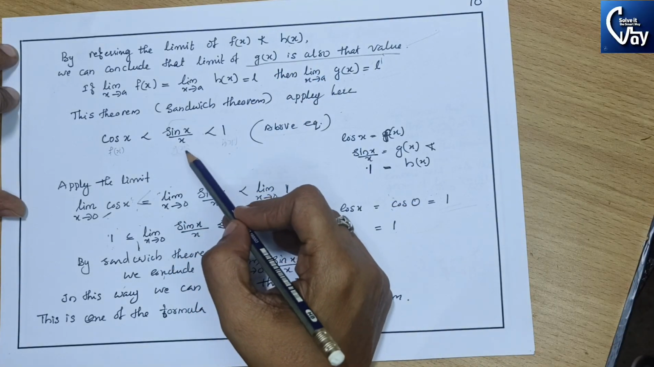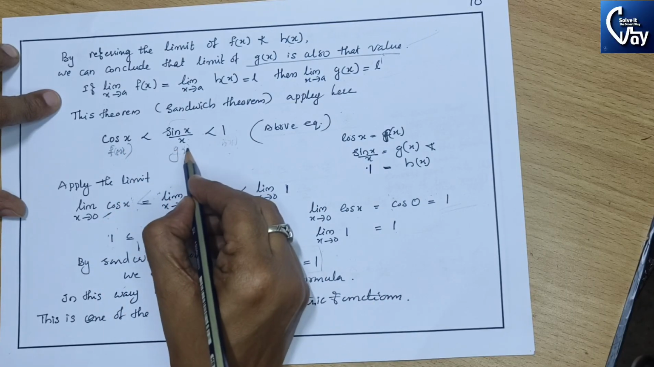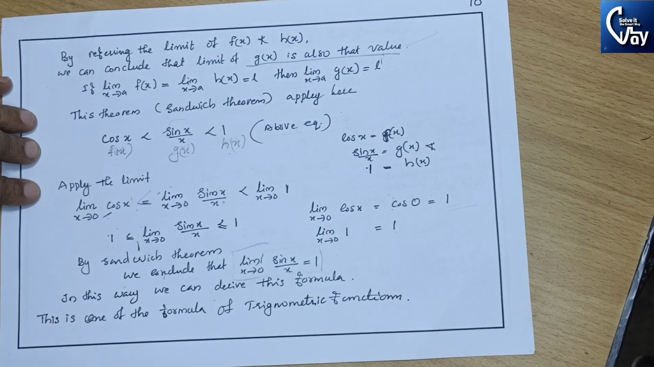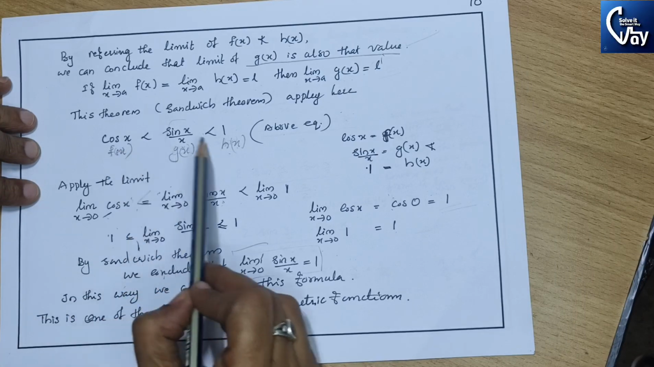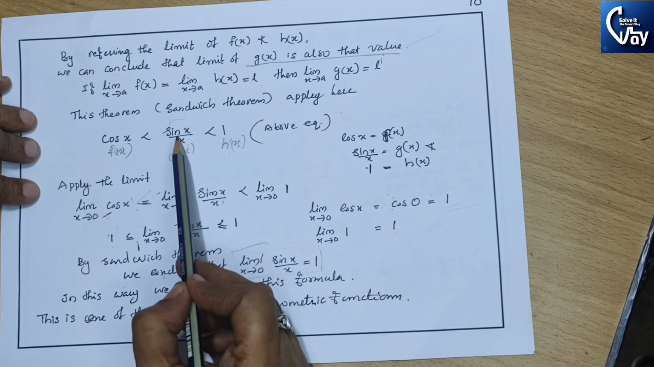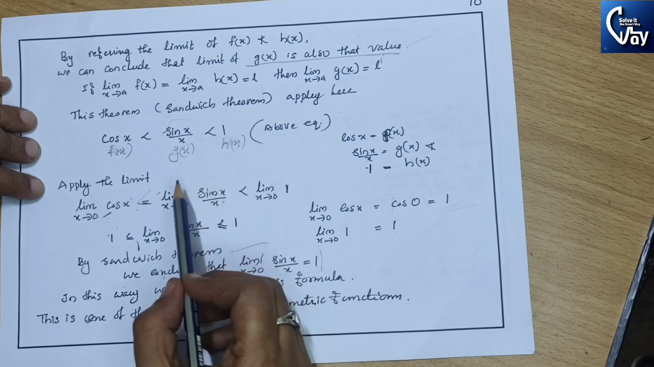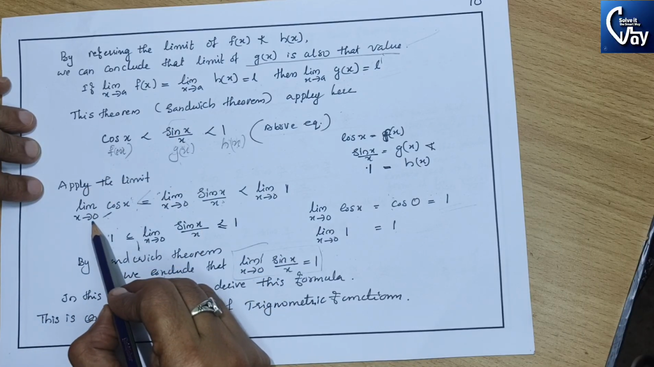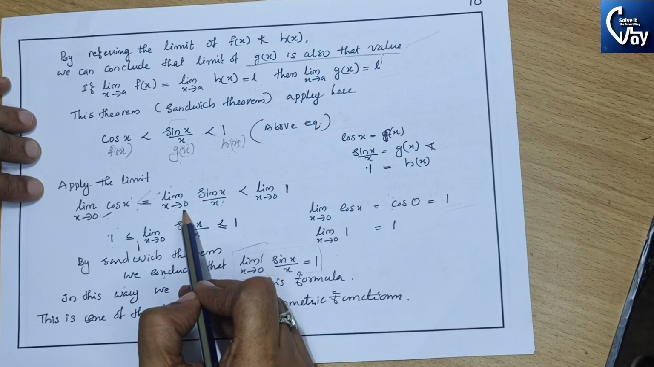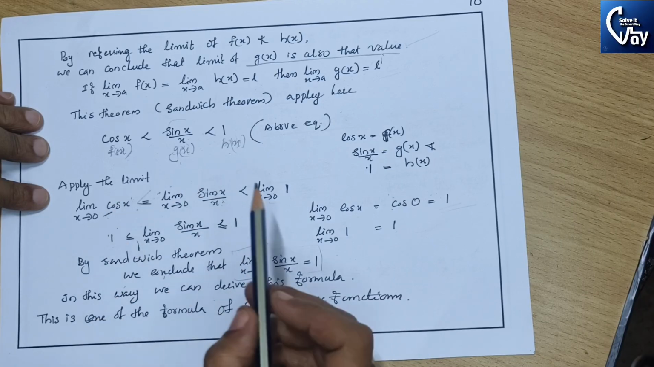So cos x less than sin x by x less than 1. Here, this is our f of x, this is g of x, and this is h of x. Applying the sandwich theorem, finding the limit of these two functions, and both of them are equal, then that limit is applicable for the middle function, that is g of x. Then applying the limit to this inequality, what will we get? Limit x approaching 0 of cos x is less than limit x approaching 0 of sin x by x less than limit x approaching 0 of 1. Then calculate the limits of these two.